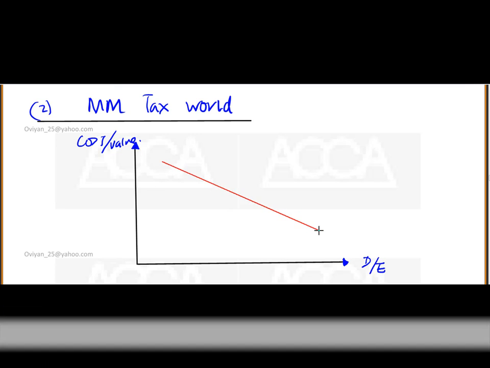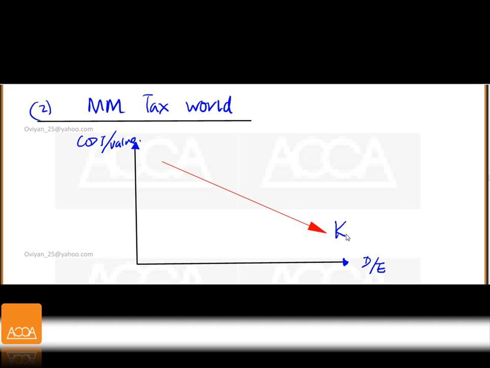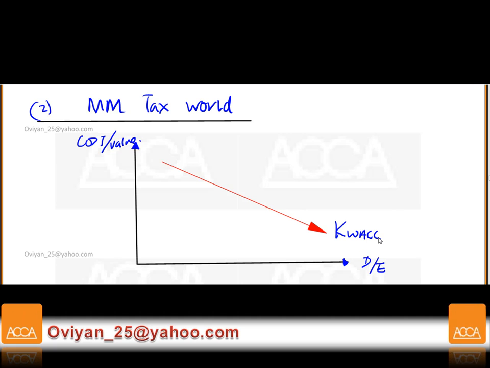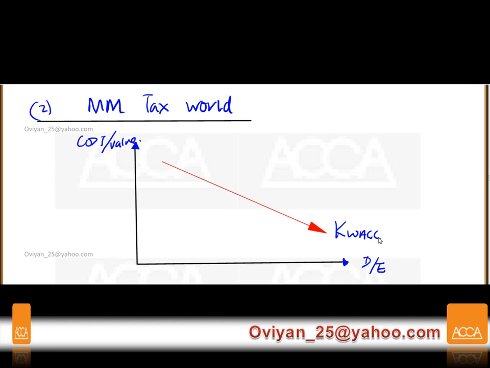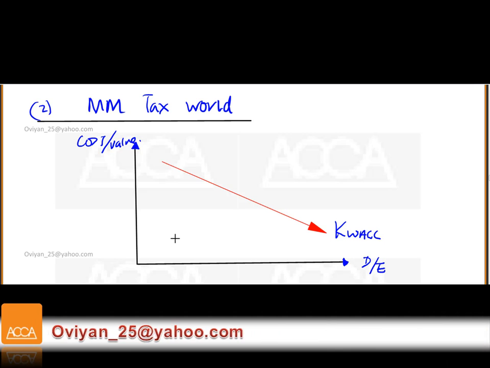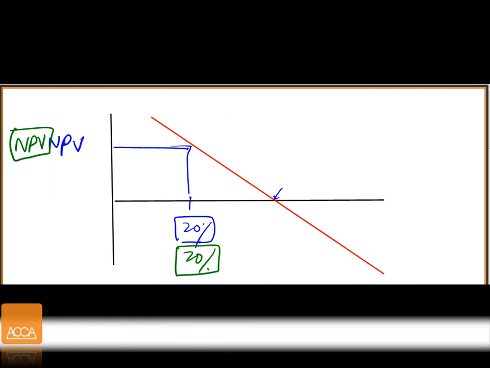What's going to happen here is that this is going to be a conclusion. Your cost of capital, weighted average cost of capital, will start to fall the moment you borrow $1. It's a cheaper cost of capital simply because of tax savings as a result of paying interest. So your KWACC, your weighted average cost of capital, will go down as you keep borrowing.